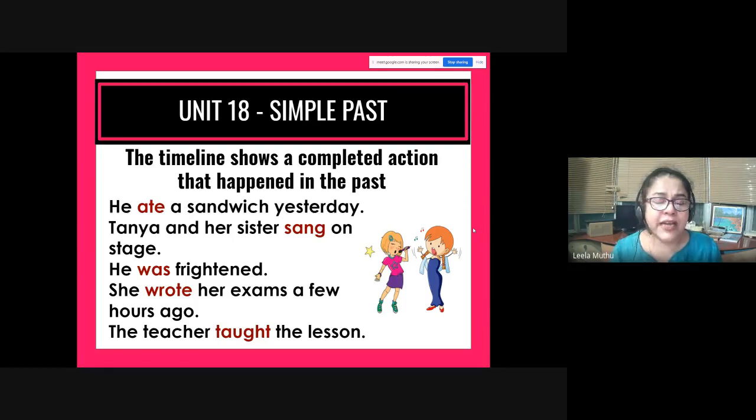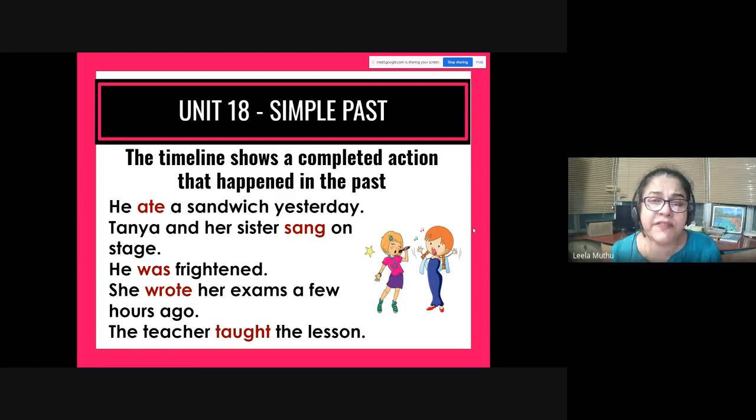So let's look at the simple past tense being used in sentences. He ate a sandwich yesterday. It shows that an action was completed yesterday. It's in the past. Tanya and her sister sang on stage. The word sang shows that it's something that has happened. Okay, if we say Tanya and her sister sing, it is in the present. But Tanya and her sister sang, it's the simple past.